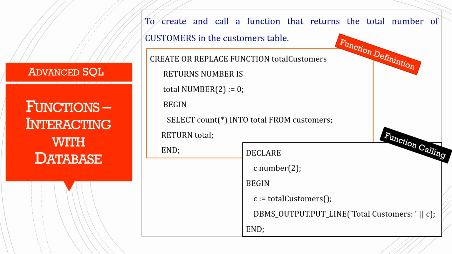Okay, so we are calling a function using its function name followed by the parameter list. So in this case, we are interacting with the database. The table name is customers. Using this select statement, we are getting the data from the customer table.